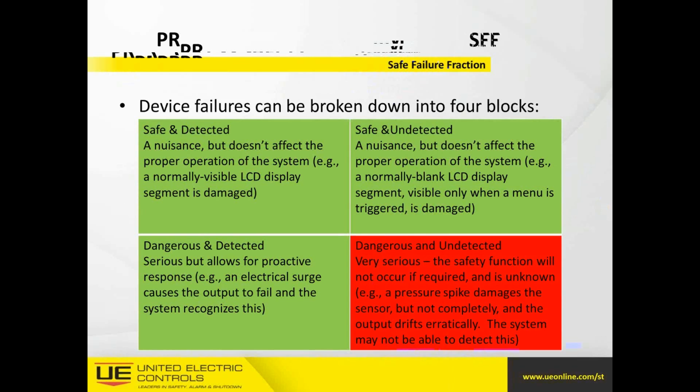The 4 blocks I show you basically call out safe detected, safe and undetected, dangerous and detected, and then dangerous undetected. All instruments or safety instrumented functions have this breakdown. If we're looking at a safe and detected calculation or number, those are going to be numbers in a FMEDA, a failure mode effect diagnostic analysis produced by a third party for an instrument that basically gives us what will happen if this device is safe and detected. So what that means is basically if I've got a transmitter and it has a problem with it which falls into this category of safe and detected, it's just a nuisance.